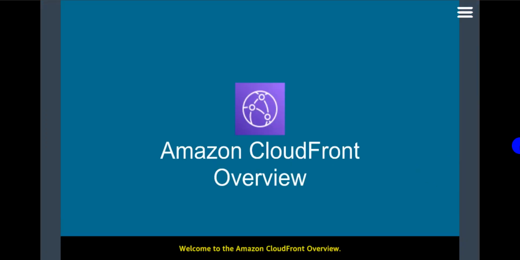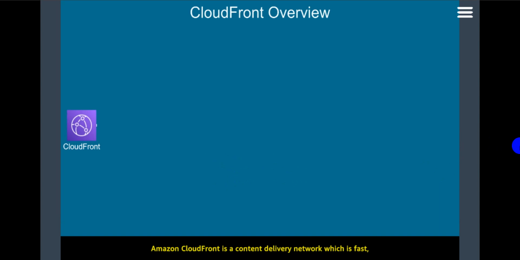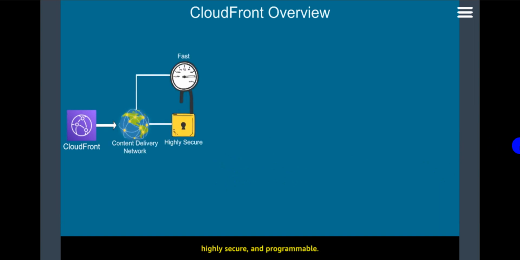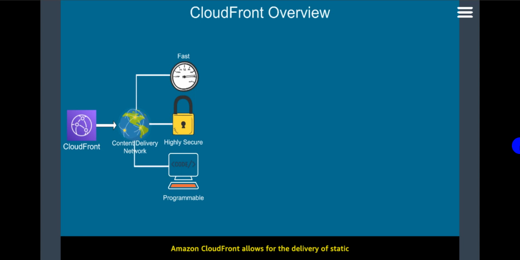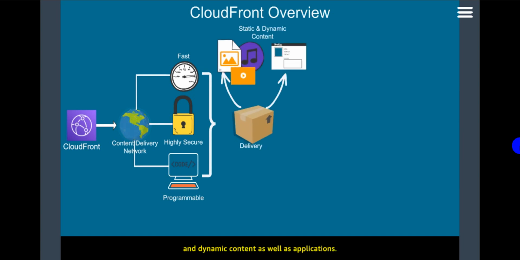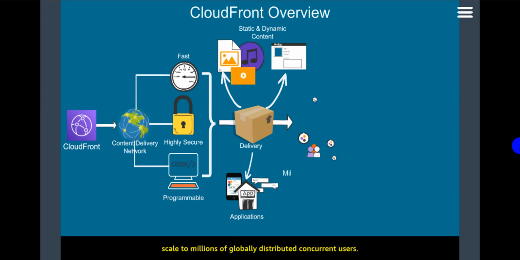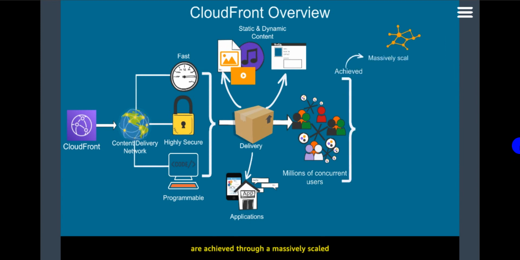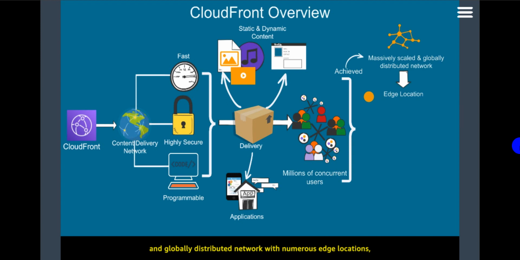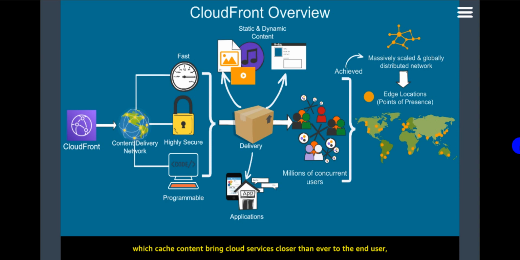Welcome to the Amazon CloudFront overview. Amazon CloudFront is a content delivery network which is fast, highly secure, and programmable. Amazon CloudFront allows for the delivery of static and dynamic content, as well as applications. The delivery of this content through CloudFront can scale to millions of globally distributed concurrent users. CloudFront's lightning-fast content delivery capabilities are achieved through a massively scaled and globally distributed network with numerous edge locations, also called points of presence. These points of presence, which cache content, bring cloud services closer than ever to the end user, no matter where they are in the world, or where your main service is hosted.